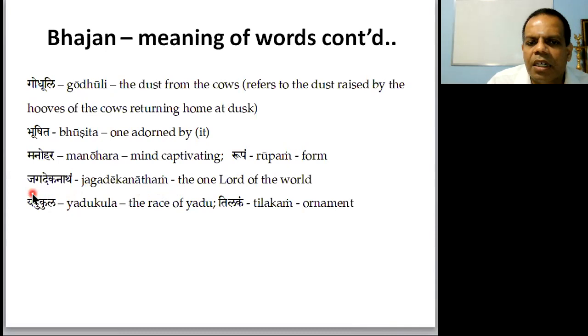The next word is Jagadeka Natham. Okay, there are 3 words here. I don't want to go into the technical details. Jagat Eka Natham means the only sole Lord of the world. The one and only Lord of the world, because God is after all one. Natham means the Lord. Eka means one. Jagat means this world. The one Lord of this entire universe is Jagat Eka Natham.